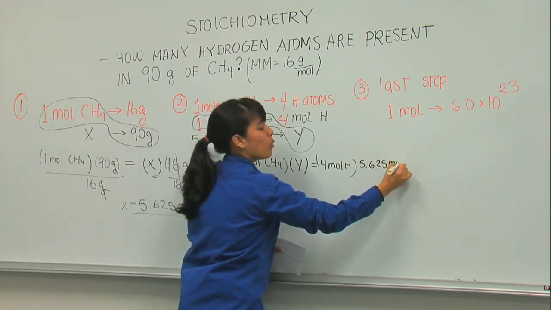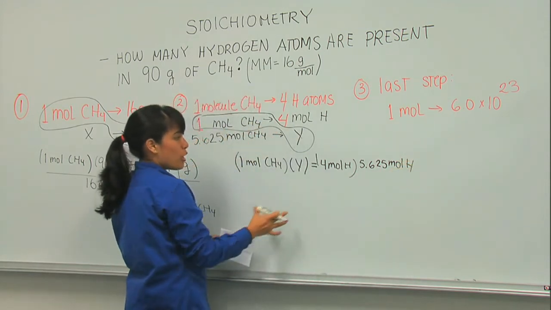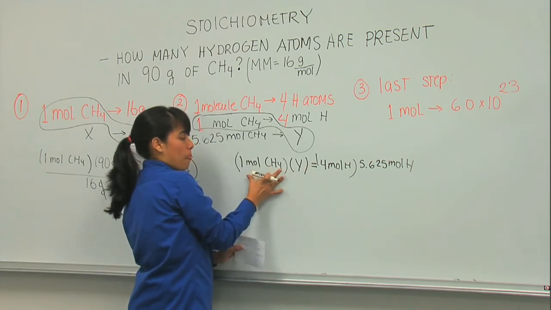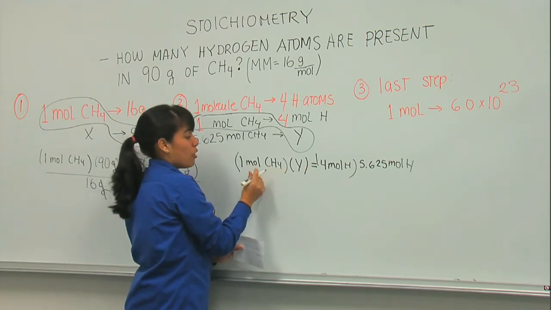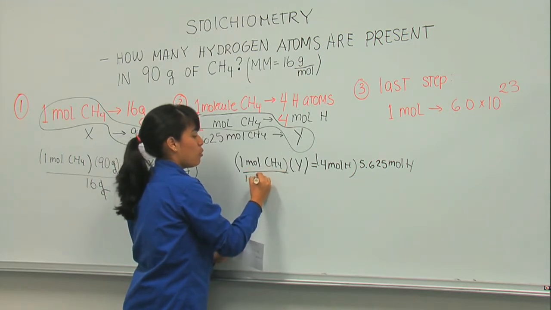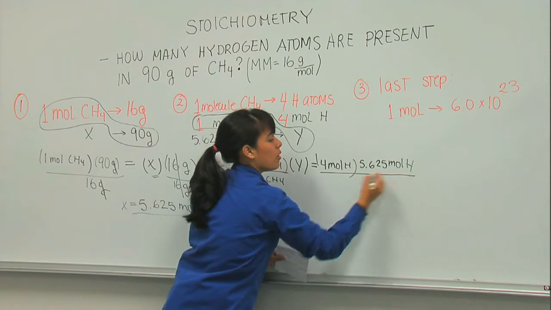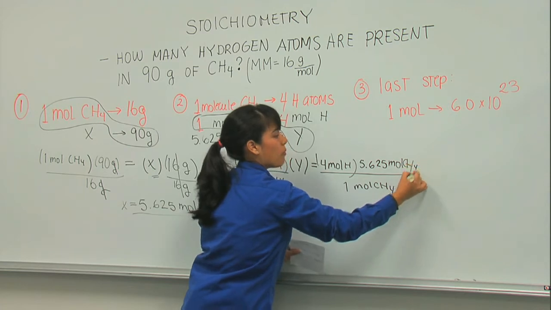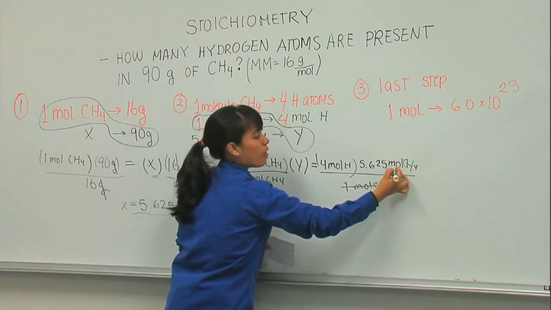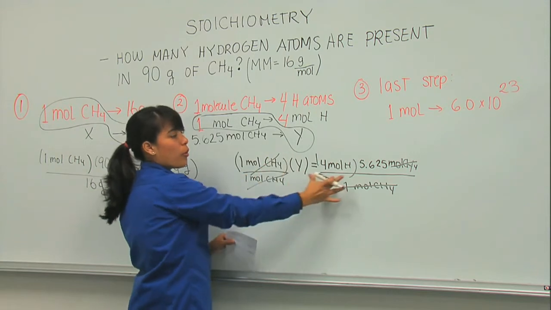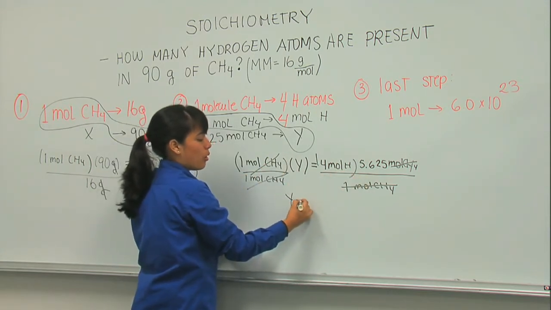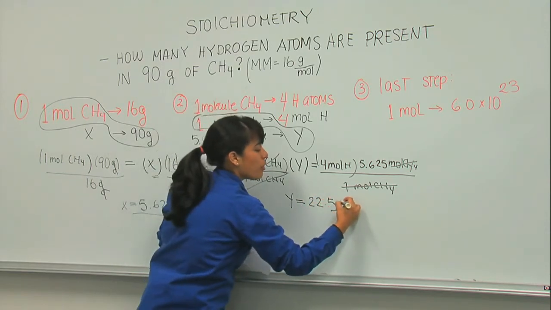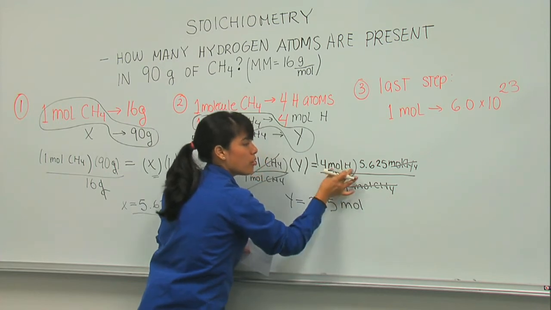5.625 mole of CH4. When you do the math, again, you will need to divide by this guy because you want to find Y, and you have 1 mole of CH4 here. So you need to divide by this term on both sides to maintain the equality. 1 mole of CH4, and this is CH4. So you get rid of this. Once you do the operation, you will know that Y is 22.5 mole of what? Hydrogen.